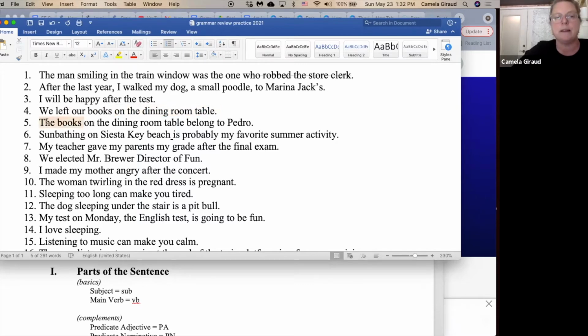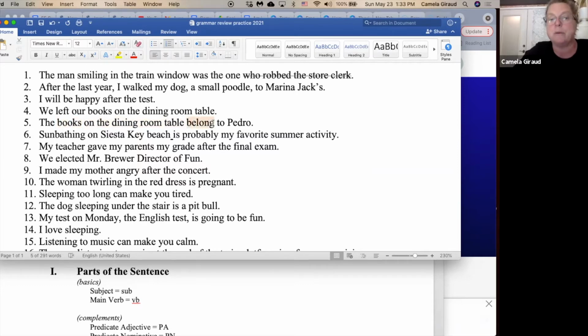Okay, this one. The books. The books is the subject. On the dining room table. That is a prep phrase, begins with a prep, and I go all the way till I get to the noun. You might be like, well, room is a noun. Yeah, but that's part of the table, right? Table is the real thing. The dining room table is just answering which kind. So that prep phrase ends with the word table. So that's a prep phrase adjective because it's describing the books.